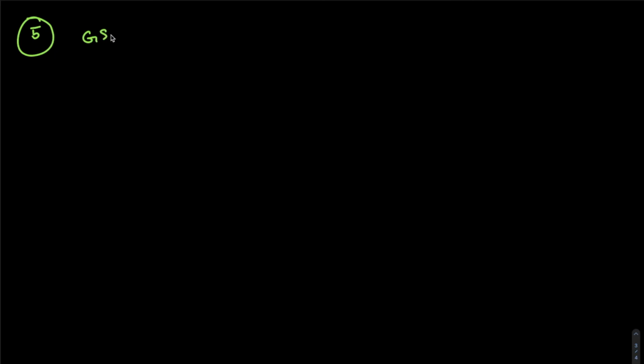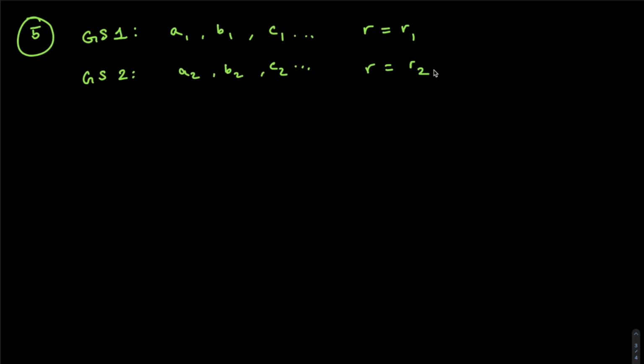So I'm going to write GS1, geometric sequence 1, where we have A1, B1, C1, and here the common ratio is R1. And we have geometric sequence 2, where we have A2, B2, C2, and so on, and here the common ratio is R2.